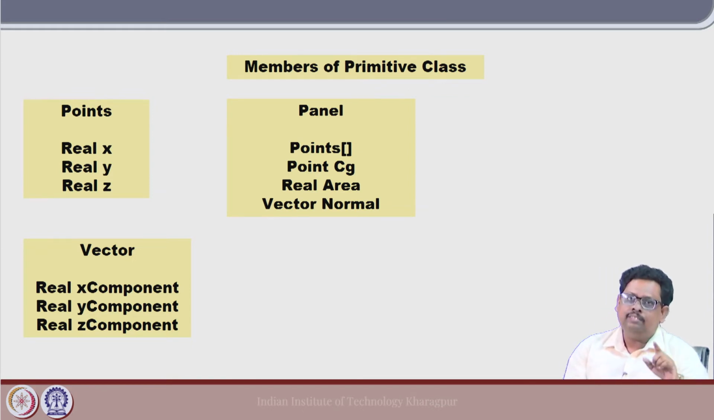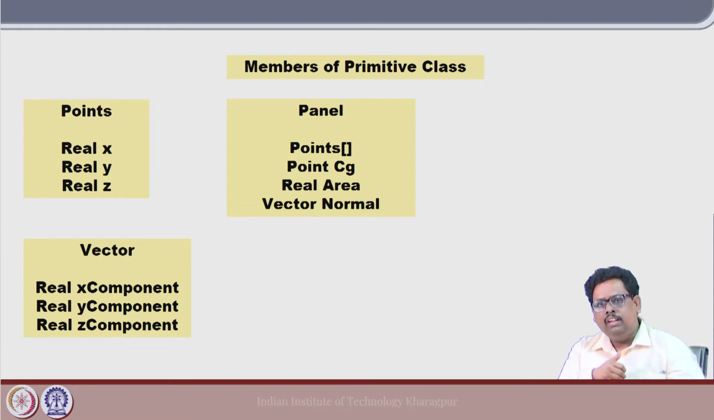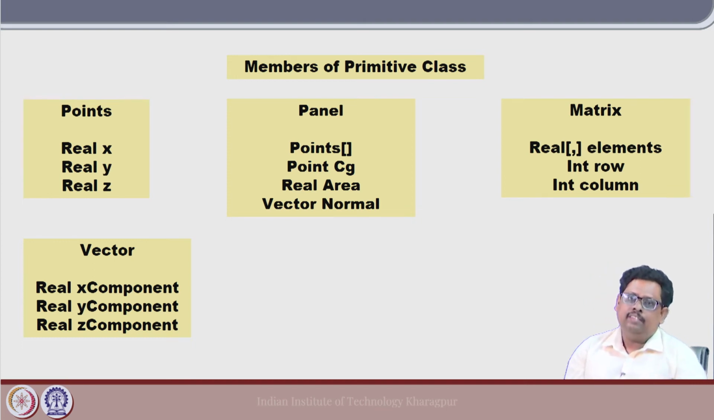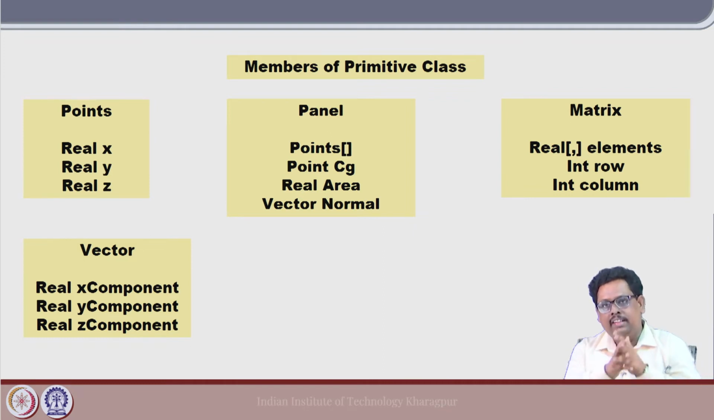So, therefore, in this panel structure you must have the area, and finally, definitely you need a vector which is nothing but the normal vector. Why? Because remember that the influence coefficient is nothing but r dot n divided by r cube. Now, in order to get the n, you need the panel normal. So, this is the member of the panels, and finally, the matrix. So, the member of the matrix is nothing but the array of elements, right. You have the Aij matrix. So, you need the elements, also the row and the column, definitely that is how you can write the matrix.